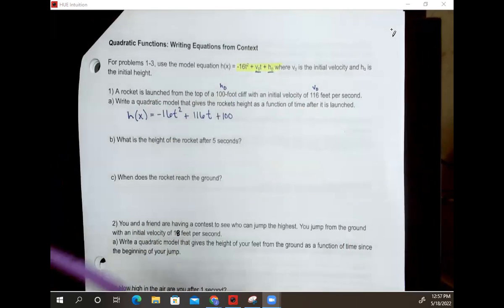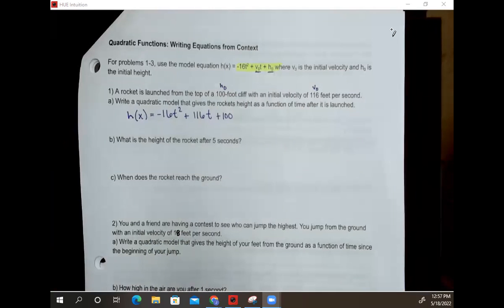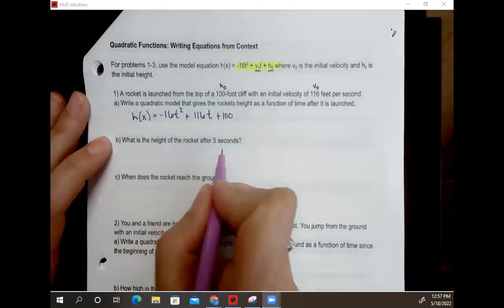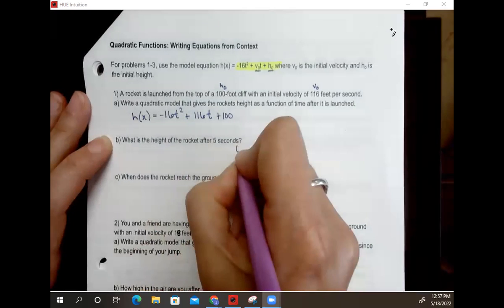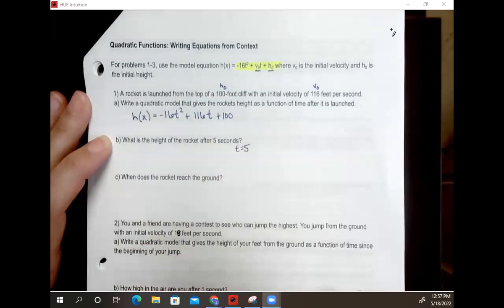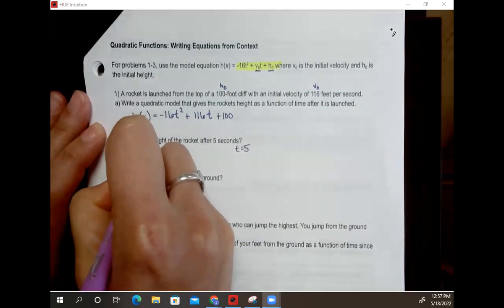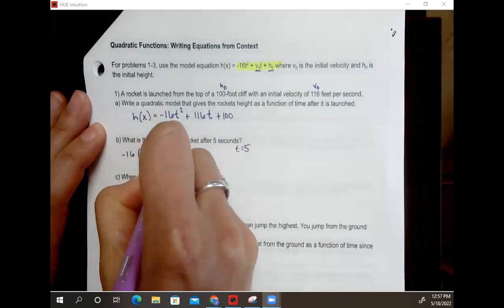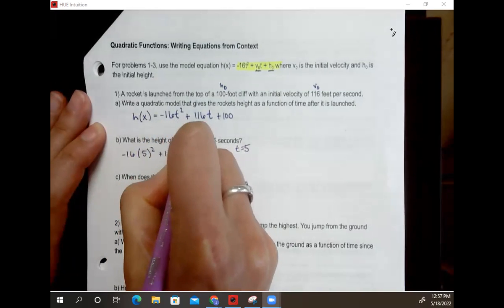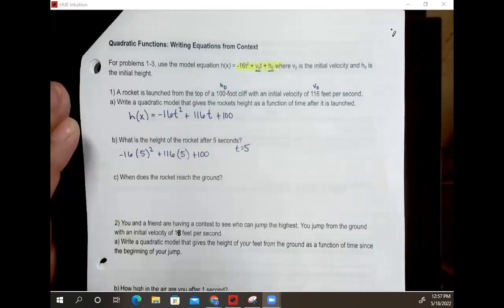The negative 16 we're seeing in these projectile problems, it's a constant due to gravity. So when something comes up, it's impacted by gravity as it starts to fall back down. So that's where that negative 16 comes from. So there's our model. B says, what's the height of the rocket after 5 seconds? So we're going to let t be 5, and we're going to plug that into our function. So negative 16 times 5 squared plus 116 times 5 plus 100.